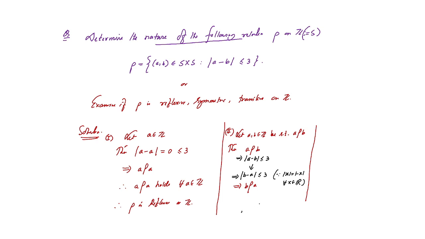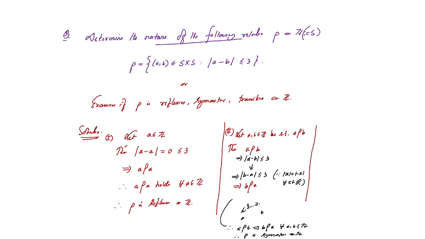That means if the distance between these two points A and B is 3, obviously the distance from B to A is also 3. So we get A ρ B implies B ρ A for all A, B belonging to Z, and hence we conclude ρ is symmetric on Z.